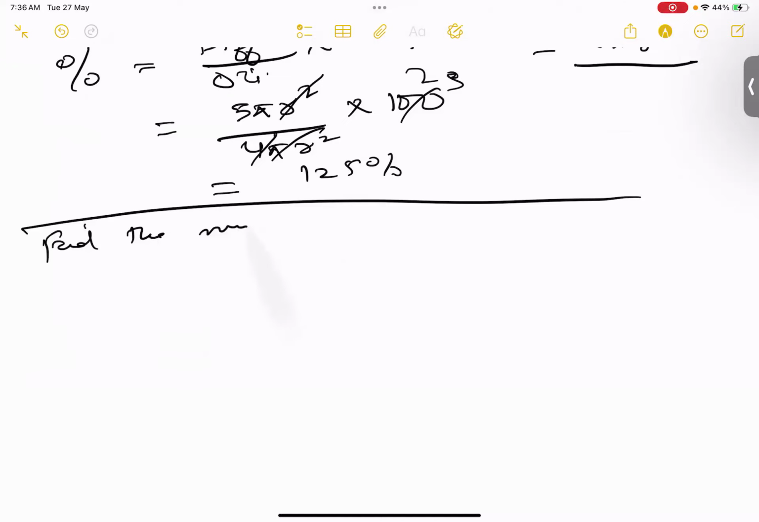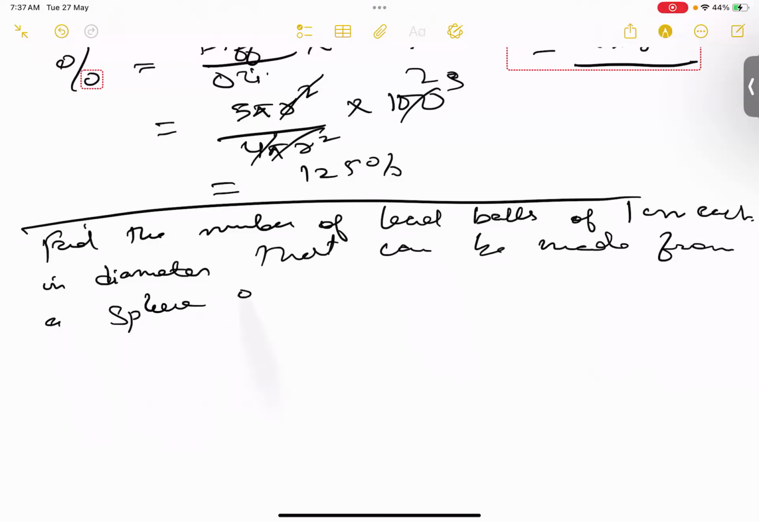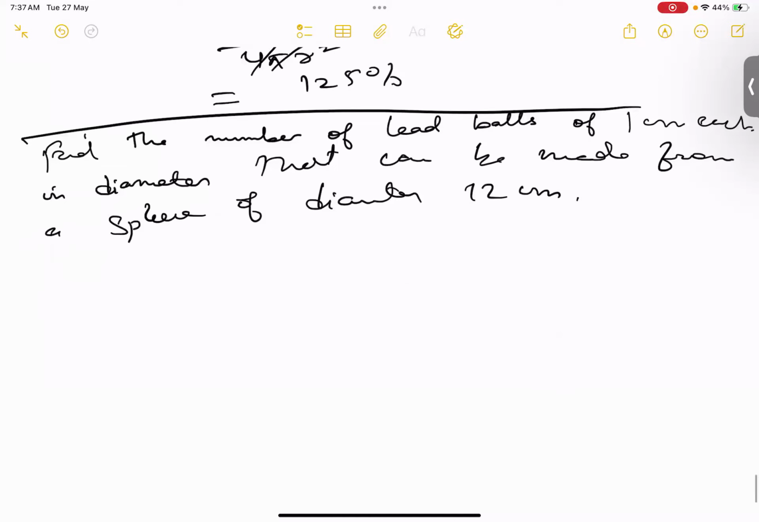Find the number of lead balls of 1 centimeter each in diameter that can be made from a sphere of diameter 12 centimeter. Okay. Find the number of lead balls of 1 centimeter each in diameter that can be made from a sphere of diameter 12 centimeter.